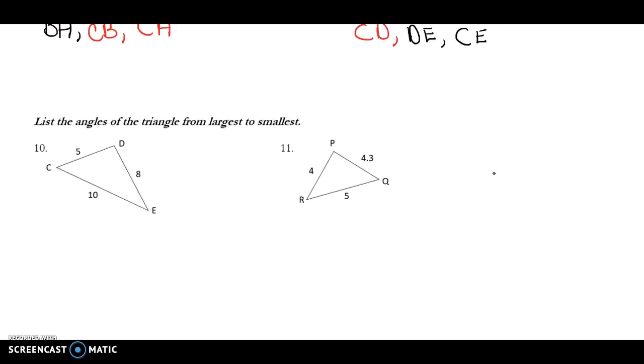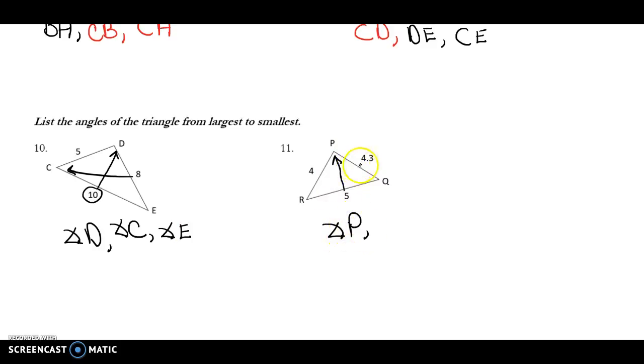All right, last one. Now we're listing angles. Well, it's the same idea, but I'm going for my biggest side. My biggest side is 10, and that is opposite D. So my biggest angle is angle D. Then I have 8. That's opposite angle C. And then that leaves angle E. Over here, my largest side is 5, and that is opposite angle P. Then 4.3, which is opposite of angle R, and then that leaves angle Q.